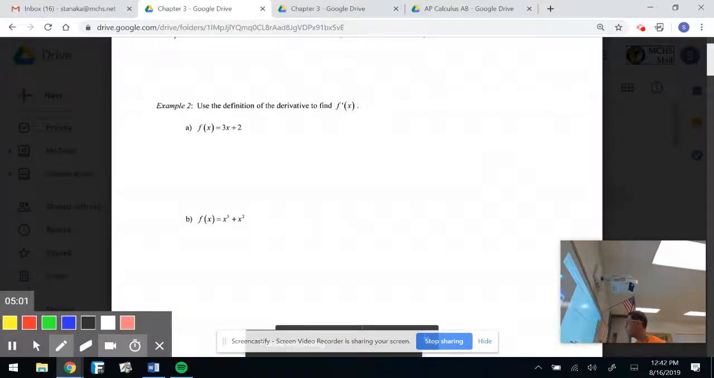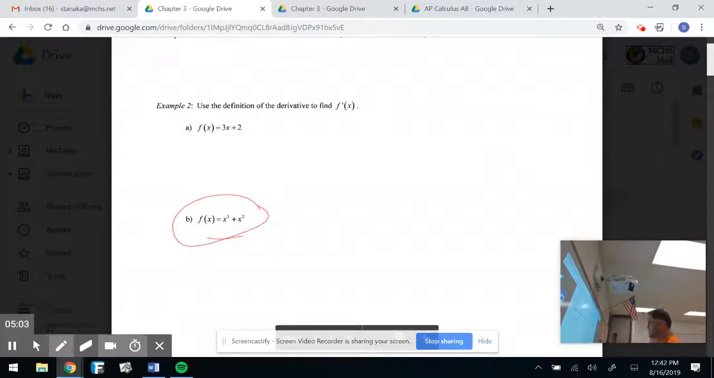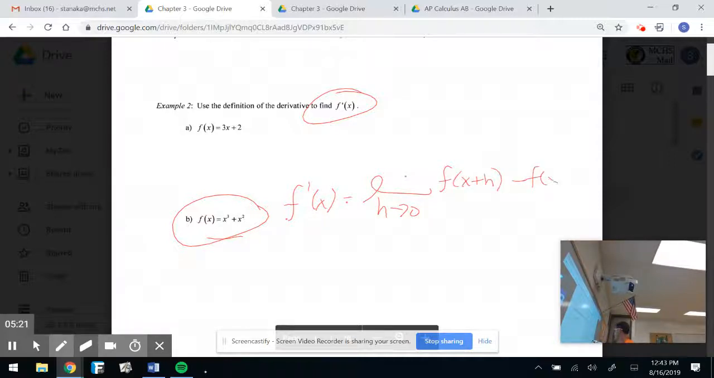Okay, here we go, our next one. f of x equals x to the third plus x squared. Now this is going to be a lot of work, okay? But first step, again, we're going to find the definition of the derivative using our original. So we're going to find f prime of x, which would be equal to the limit as h approaches 0 of f of x plus h minus f of x all over h.